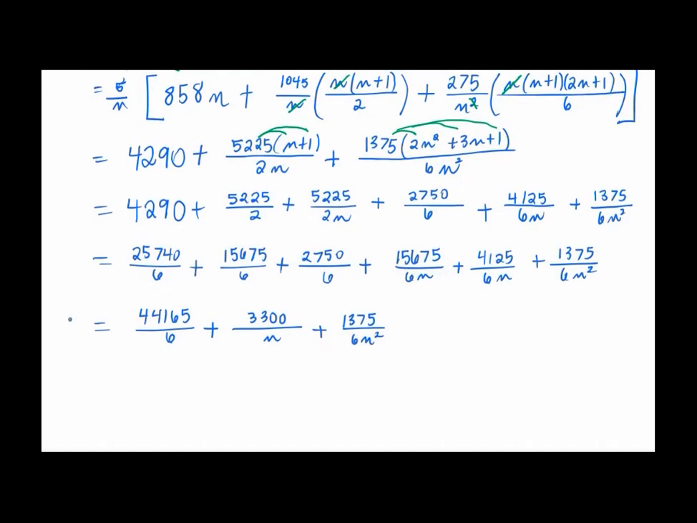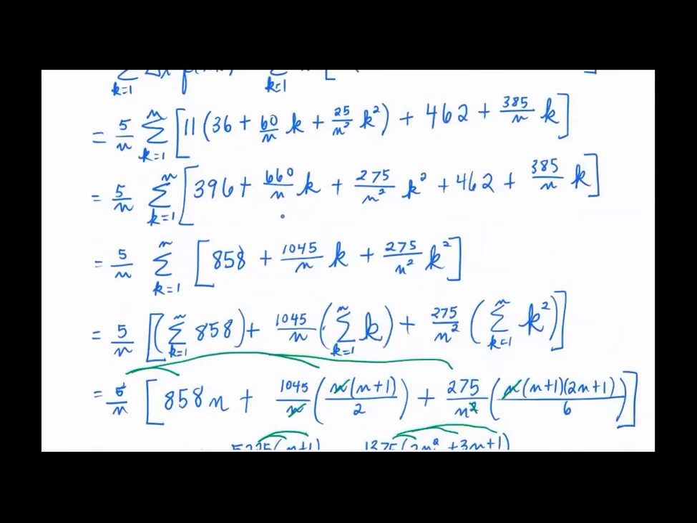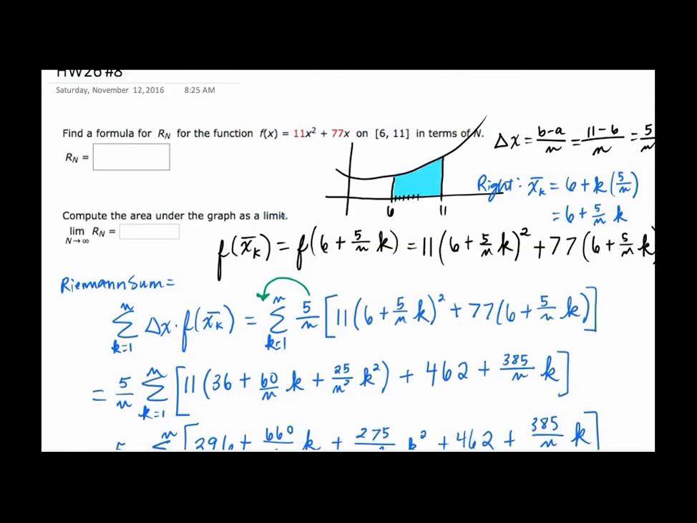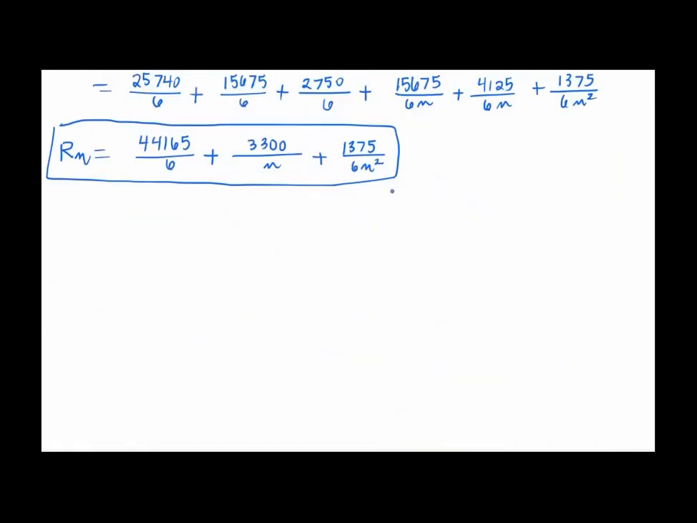Okay. So that is Rn. That is the area under the curve in terms of n. Under this curve, 11x squared plus 77x on the interval from 6 to x. So all you have to do to find the exact area is one more step: take the limit as n goes to infinity. The limit as n goes to infinity of Rn is the limit as n goes to infinity of this, but that term will go to 0, and that term will go to 0 because their denominators have n. So you'll just get the exact area, which is 44,165 over 6.